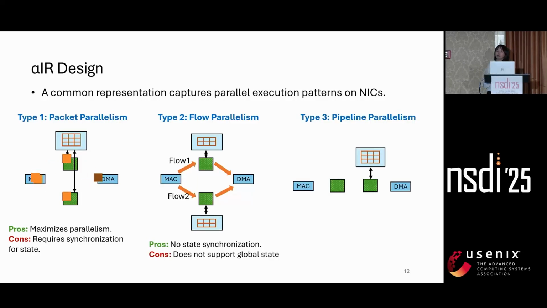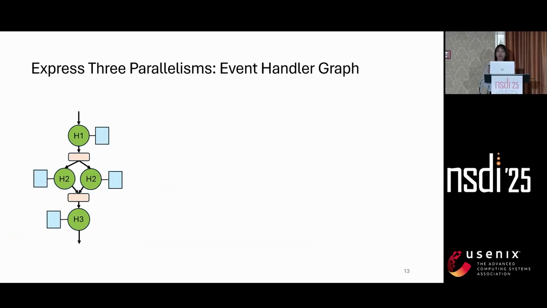So the last type of parallelism could help, which is pipeline parallelism. You split the instructions and network state of your program across the compute units and have your packets flow through in a pipeline, which can support global state without synchronization. But it incurs the overhead that you need communication between your compute units. So as we see, there are three types of parallelism, and each has its own trade-offs.